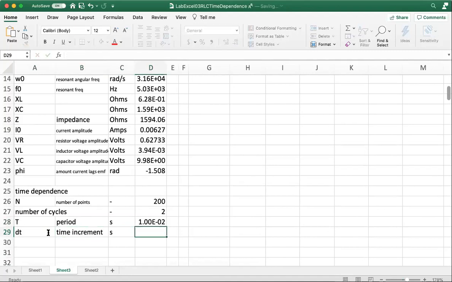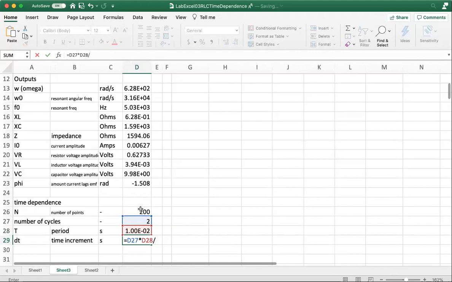That's also in seconds. Now I want to make dt 1/200th of the total amount of time I want to cover. The total amount of time is 2 periods, so I'm going to say equals 2, or the number of cycles, so I can change that if I want to, times the duration of 1 period. So now that's going to be 2 periods of time. I'm going to divide that by the number of points.